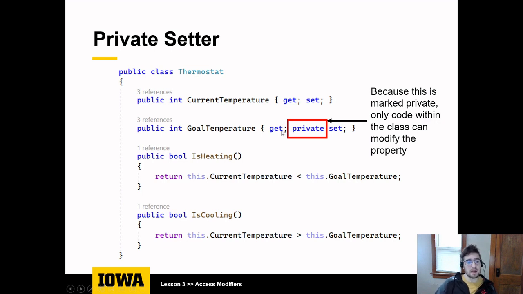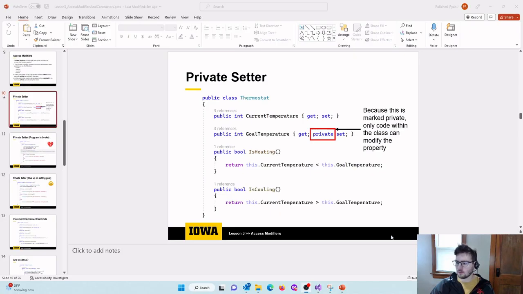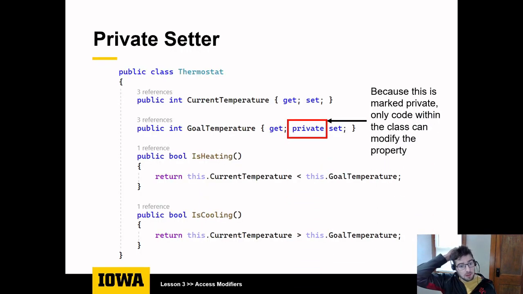But because get is not private, anyone can read the goal temperature on your thermostat. That means that only code inside the thermostat class, or the squigglies of the thermostat class, is going to be able to set this goal temperature.